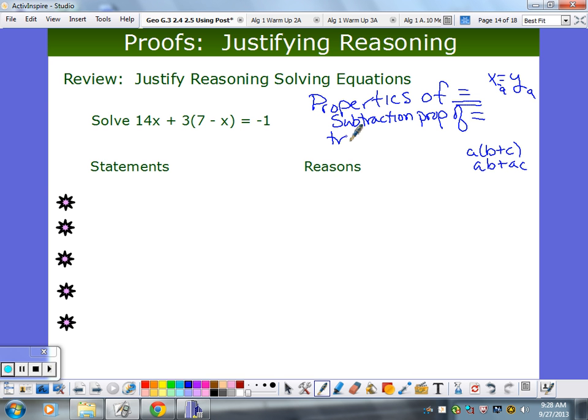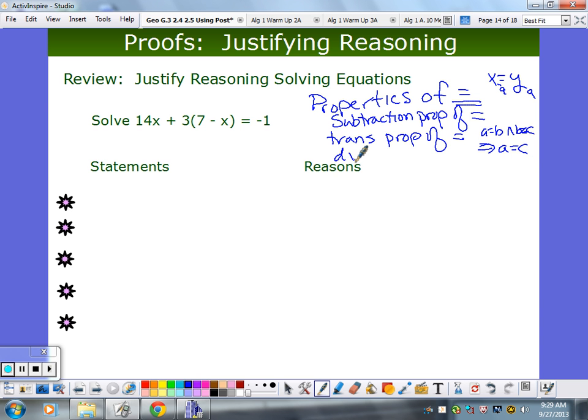Transitive property of equality. That's a good one. Do you remember what that was? What was the transitive property of equality? I'm using some of our notation. If A equals B and B equals C, then A equals C.